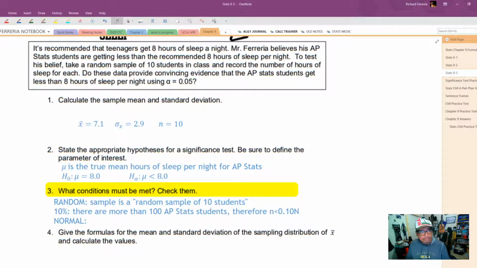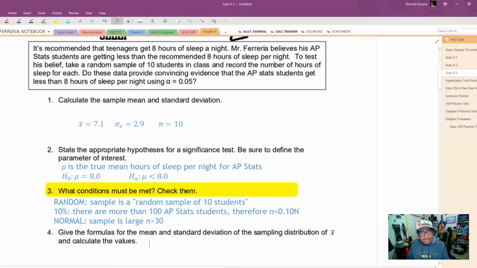Moving to normal. There are 3 different ways to satisfy the normal condition, and we'll go through all of them. The first thing you want to do is check if the population is normal. And of course, we have no indication based on our reading that the population of everybody's AP Stats student sleeping time is a normal distribution. So we can't use that.